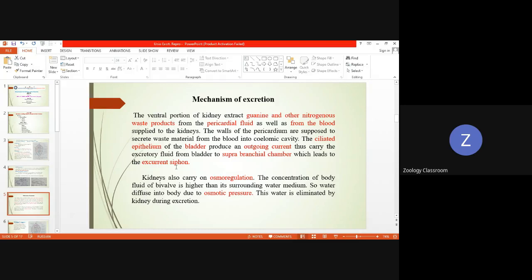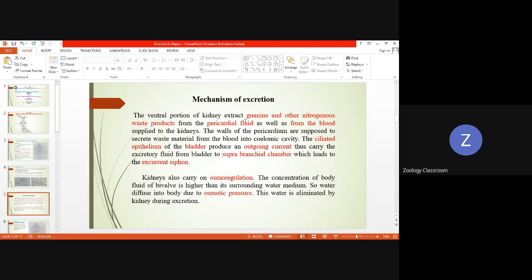So whatever is coming into the suprabranchial chamber is all the time thrown out; it is going out through the exhalent siphon. Mind it well. Suprabranchial chambers communicate with the external environment through exhalent siphons. Now, this is one function that the kidney is performing, the removal of nitrogenous waste products.